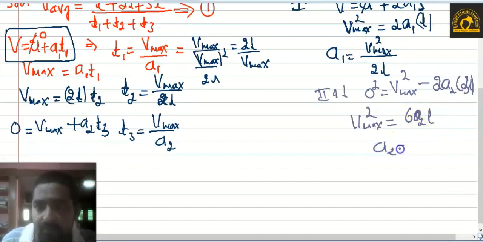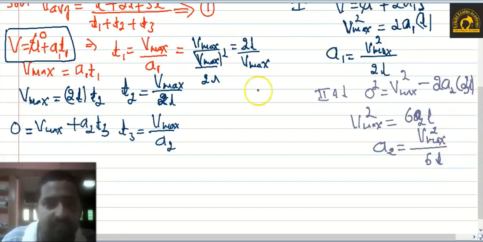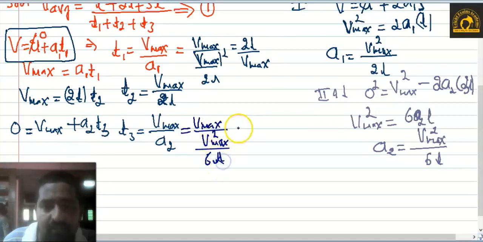Then A2 is equal to V maximum square divided by 6L. Now put these values on this equation. That is, V maximum divided by A2 is V maximum square divided by 6L, so that is equal to 6L divided by V maximum.